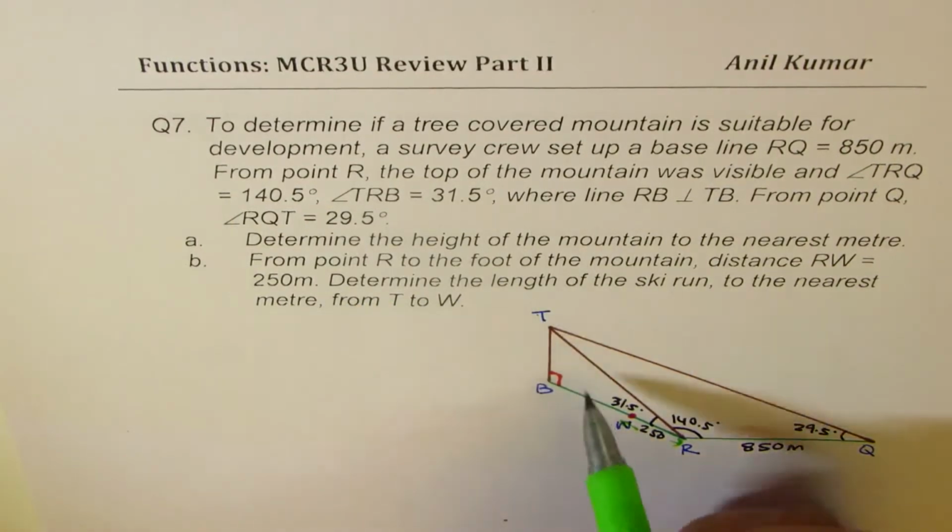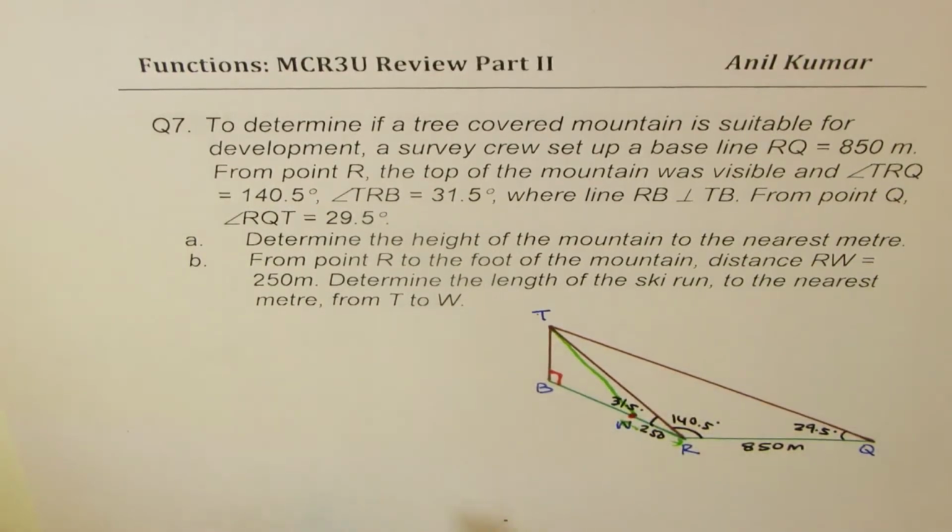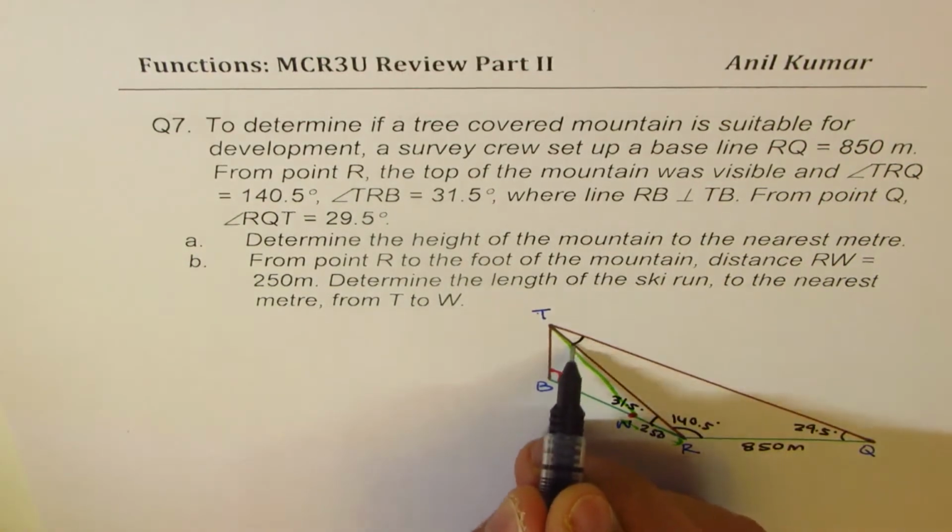Determine the length of the ski run. That means, let's assume this is a straight line, this ski run, to the nearest meter, from T to W. So it's a very important question. Take your time to understand and then work with me to solve. What we are given here is two angles and this side, so we can always find the third angle and then use sine law.